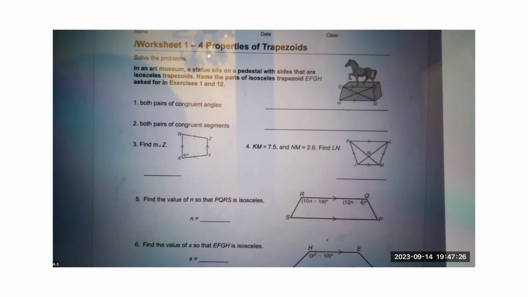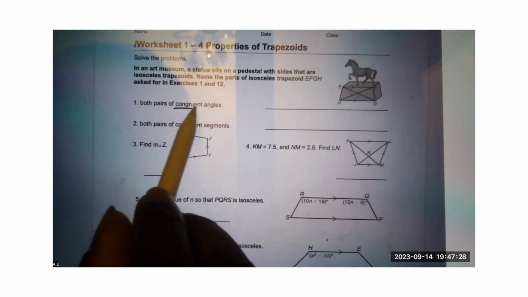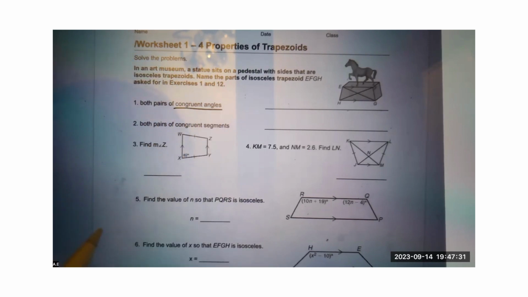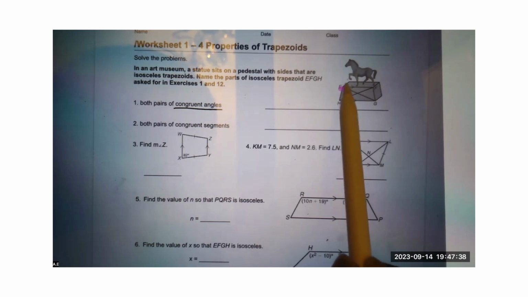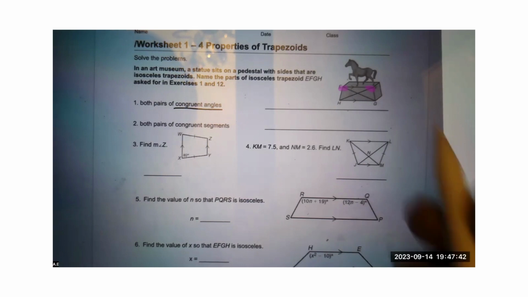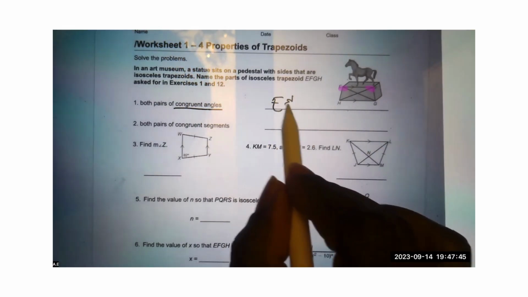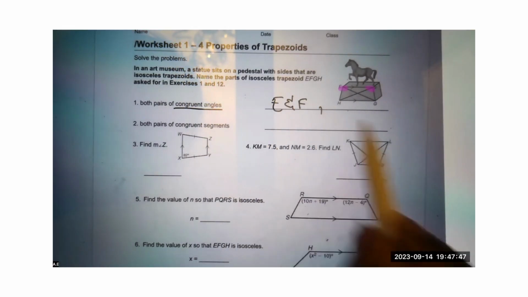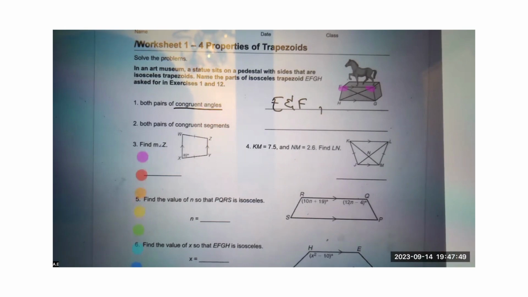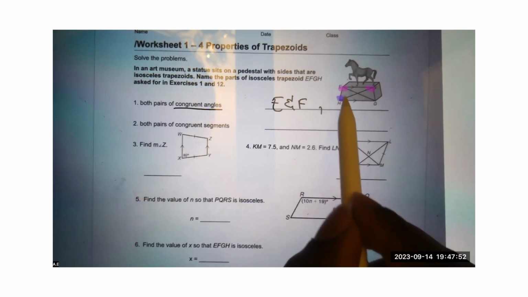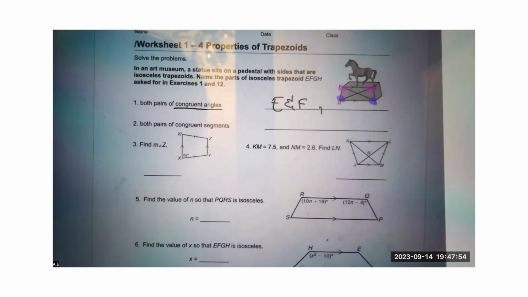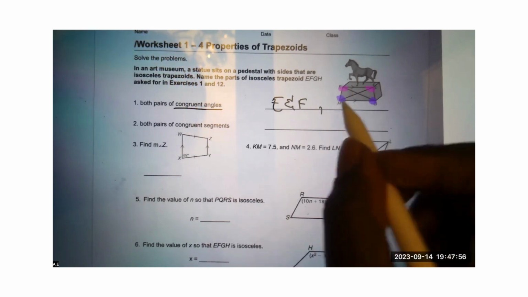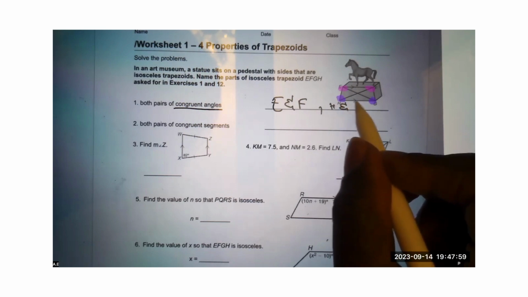Both pairs of congruent angles. So we're asked for angles, so we look for those that are the same or equal. Well, because it's a trapezoid, these two angles will be the same. So our first pair will be E and F. What else? H and G will also be the same. So that's our next answer, H and G.